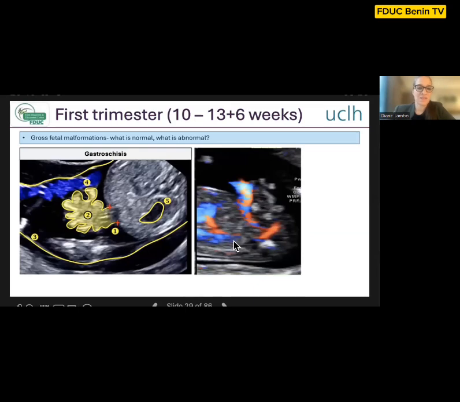So starting with gastroschisis, this is probably one of the most common, and this is a defect in the abdominal wall, which is slightly below and to the right of the cord insertion. It tends to look a little bit like seaweed floating in the amniotic fluid on your transverse section of the abdomen, and you can see that on the section to the left.